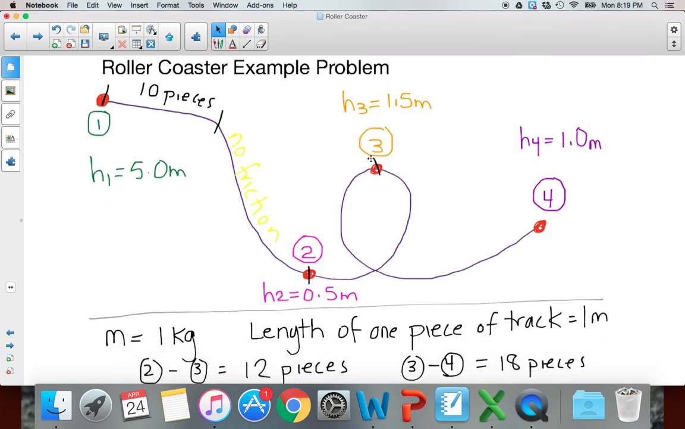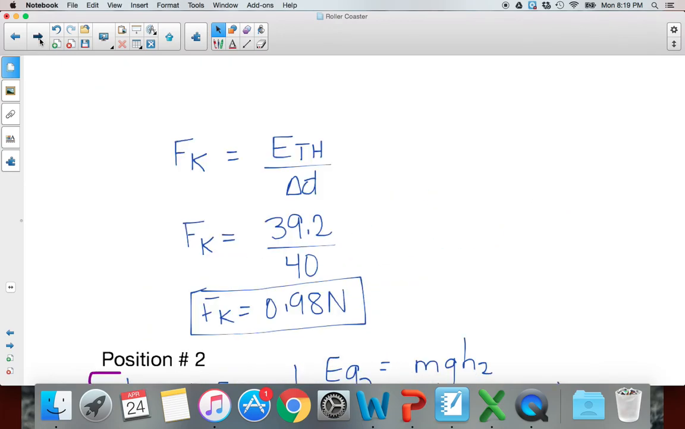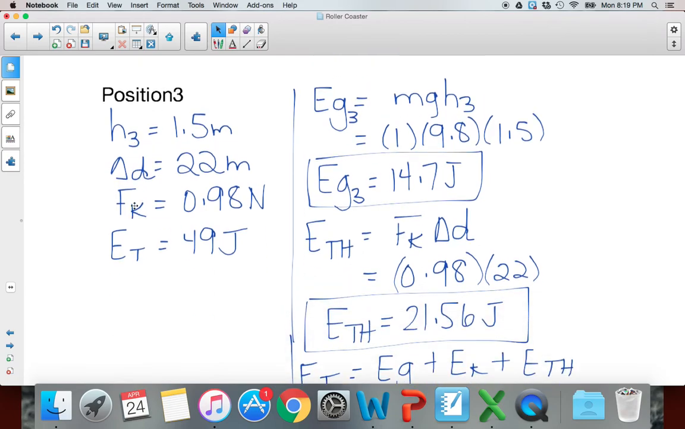We know that up until point 3, we've got 10 plus 12 pieces of track, which in my case works out to 22 meters. We know the height is 1.5. So position 3, over on the left here, these are all the givens, the stuff we know going in. Again, the force of friction is 0.98, total energy is 49, that doesn't change, and we have 22 and 1.5 for our length of track where there's friction and the height.